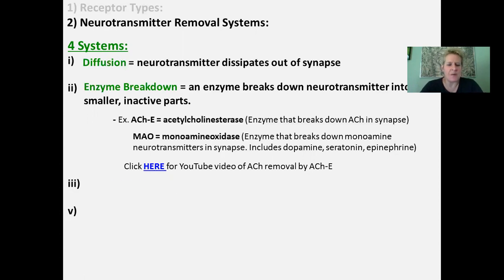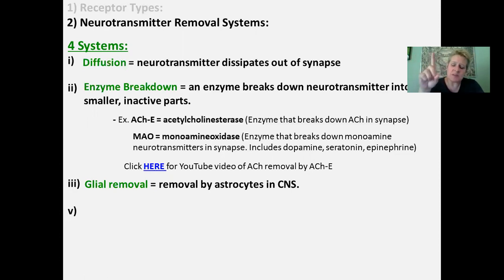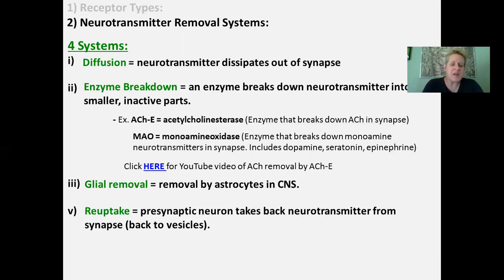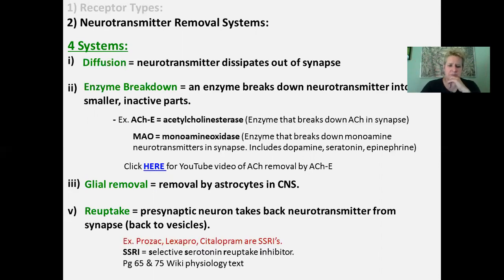This one's not very common. Glial cell removal. In your blood-brain barrier, some neurotransmitters are removed by astrocytes that make up the barrier. I can think of only one neurotransmitter I cover in this chapter, and I'll mention it later, but it's not very common. The last removal system is reuptake, which is as important as enzyme breakdown. With reuptake, the neuron that secreted the neurotransmitter takes it back up from the synapse and removes it that way.